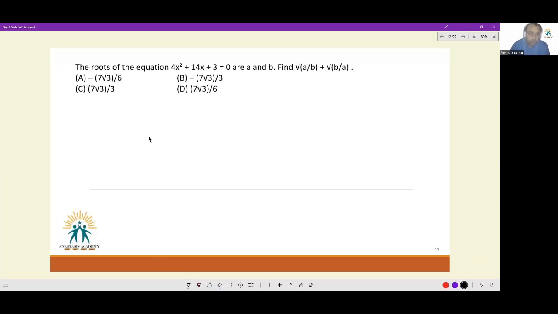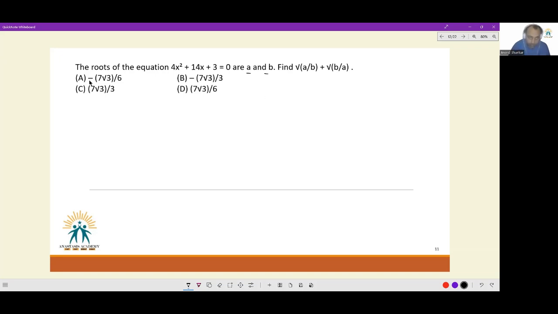Let's look at this question now. The roots of the equation 4x² + 14x + 3 are a and b. Find √(a/b) + √(b/a). Interesting thing, this is a very, very tricky question and a lot of people get it wrong. First, I will do it the incorrect way and then I will show you what the correct idea has to be.